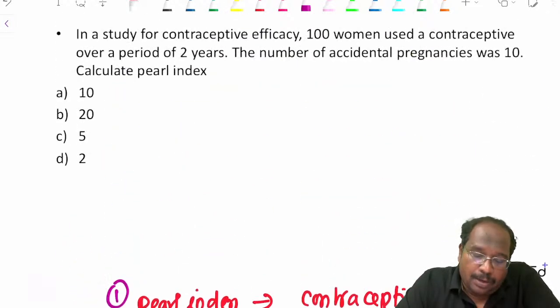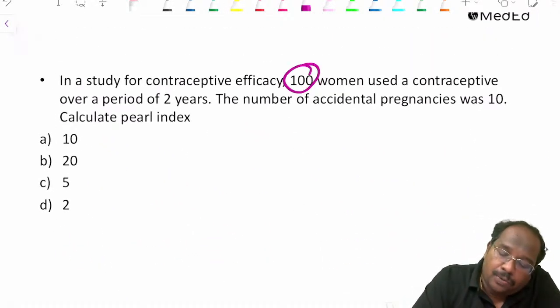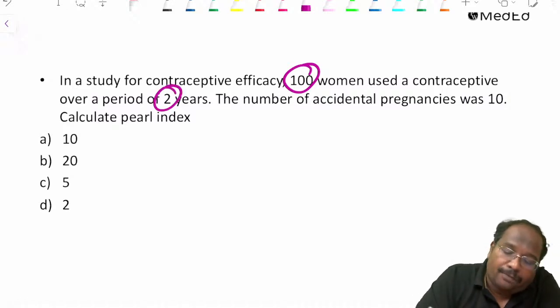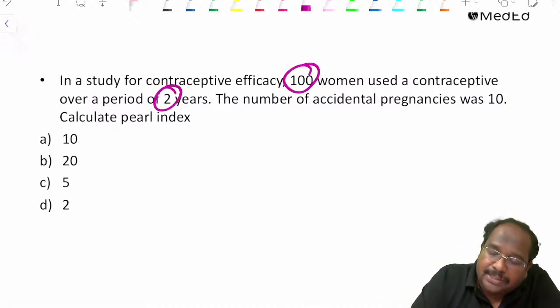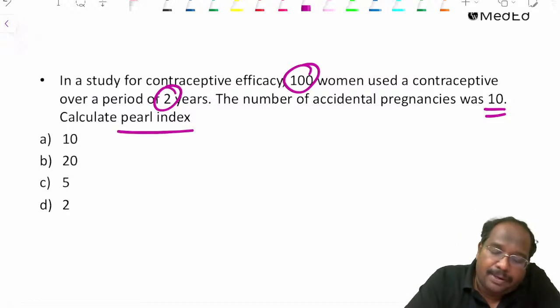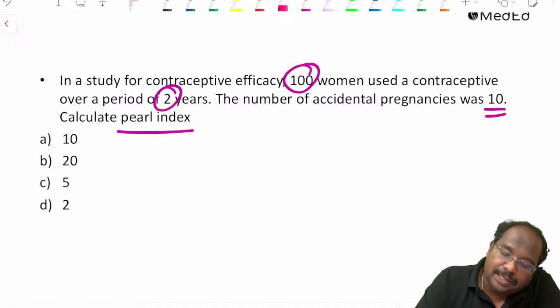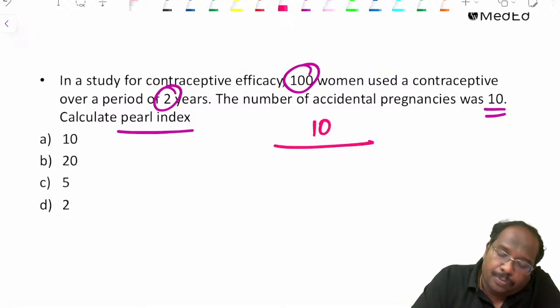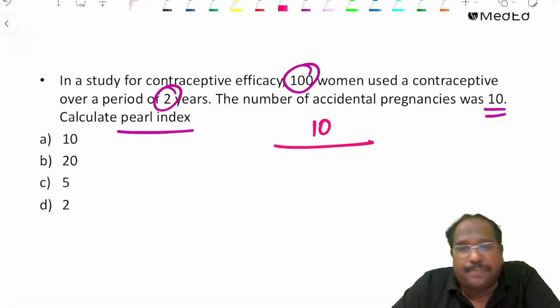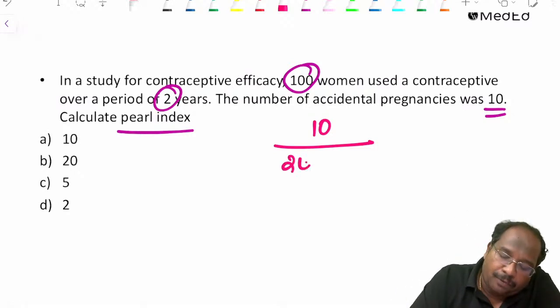Now go back to the question. 100 women used this contraceptive over a period of 2 years. The number of accidental pregnancies was 10. Calculate Pearl Index. The numerator is the number of accidental pregnancies, 10. The denominator is total months of exposure. Can you tell me how much is the total months of exposure? 2 years, it is 24.